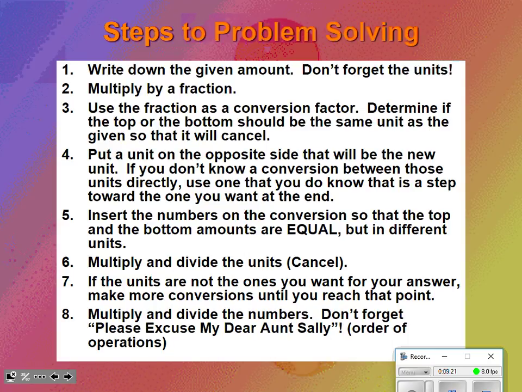And don't forget, when you multiply and divide the numbers, don't forget order of operations. I was always taught, please excuse my dear Aunt Sally as my order of operations. Do not forget the order of operations.